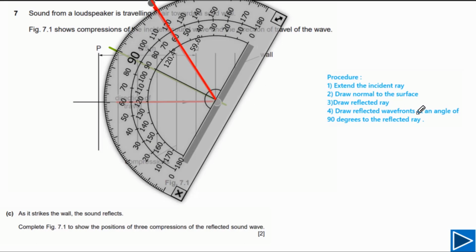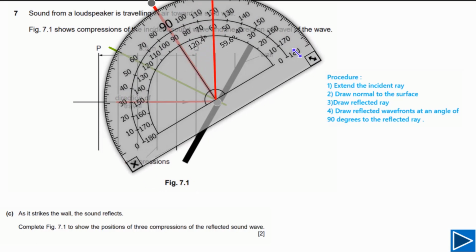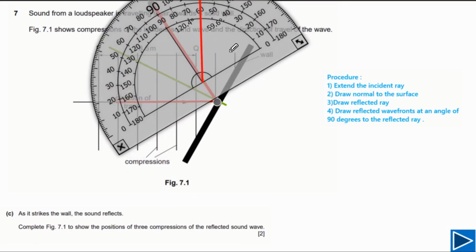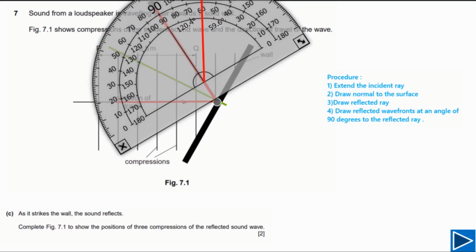Next step, we need to draw the reflected wavefronts. For that purpose, we need to align our protractor again with the reflected ray. So we can align this one like this. And now we can draw wavefronts. So let's draw the first wavefront from here. We can extend this one a little bit to this point. So this is our first wavefront.